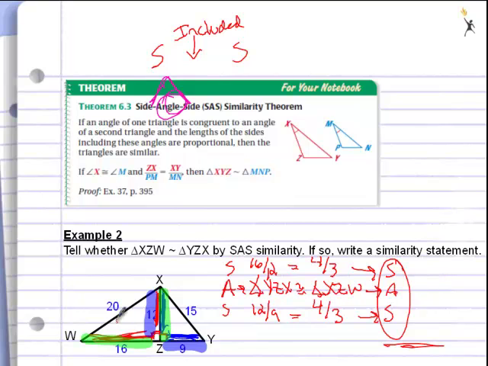But you'll notice that when we started this, we just started randomly grabbing sides. You can't do that. You have to make sure that the angle is in between the two sides when you're using side angle side.